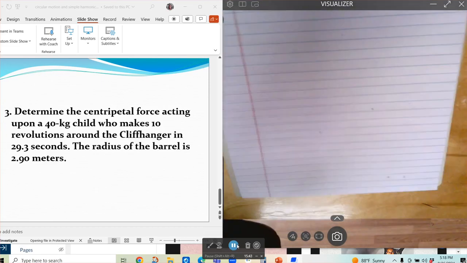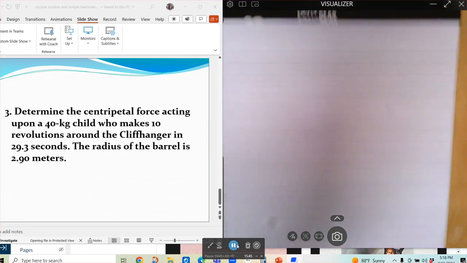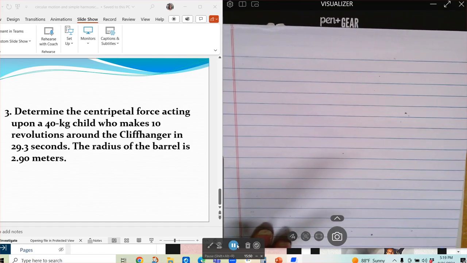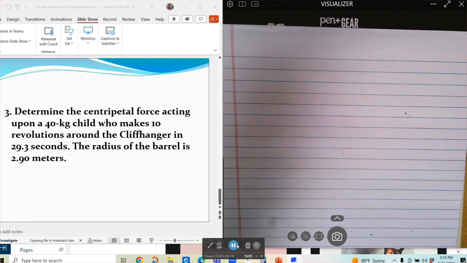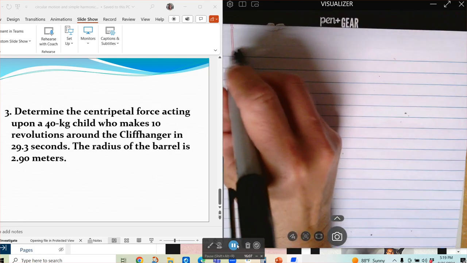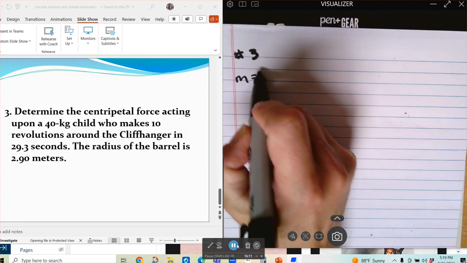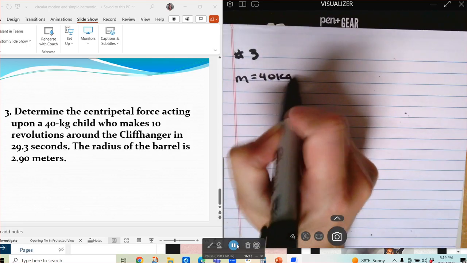All right, let's look at one more problem. Go ahead and write this problem down so we can identify our variables and work it out together. All right, so this time we have a child who's on some cliffhanger ride, I'm guessing is what that is, and it's going around the ride. So let's go ahead and see what our variables are. This is problem number 3, and we have a mass of 40 kilograms.